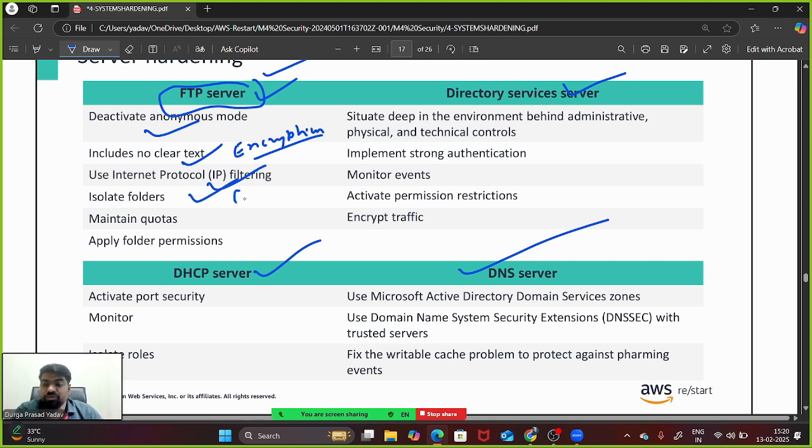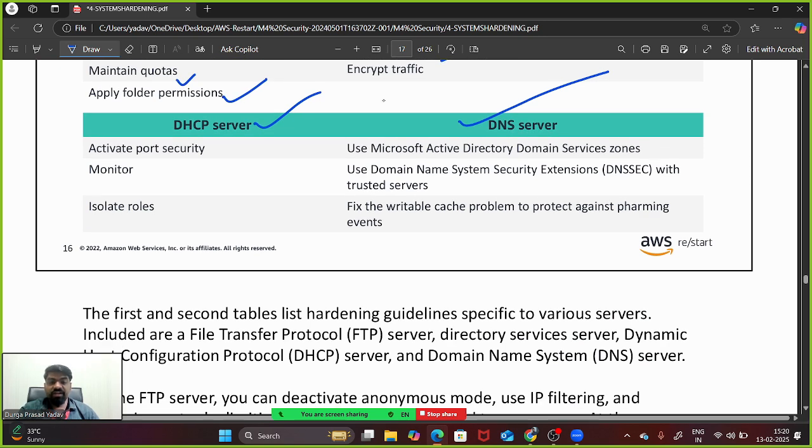One folder should be separate from the other folder. You can maintain quotas also. You can apply folder permissions. Like the same, you can see here there are so many points that have been given based on different servers.